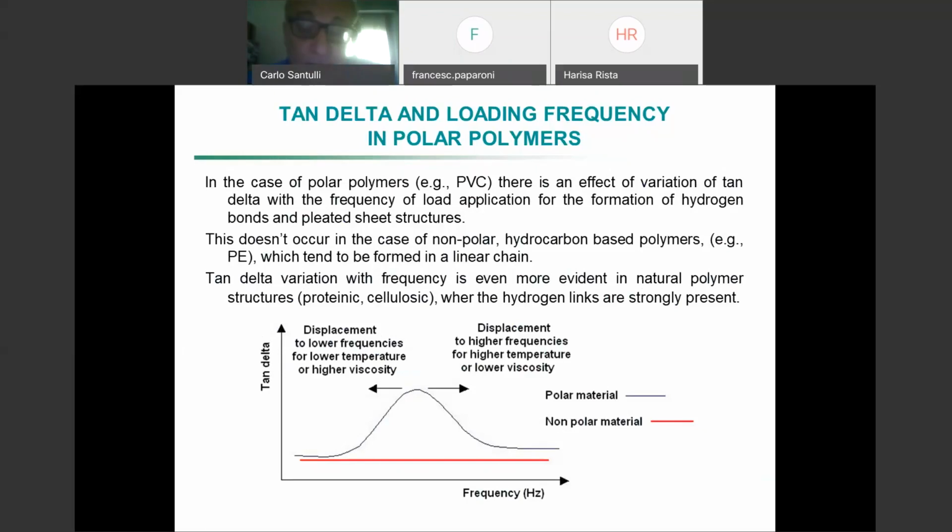loading. As a consequence, you can see that the deformation, the final deformation, depends a lot on the frequency of the loading cycles, which is not the case if the material is non-polar.